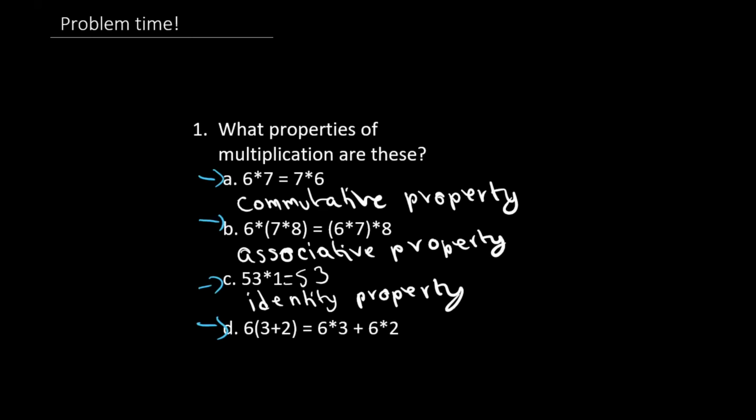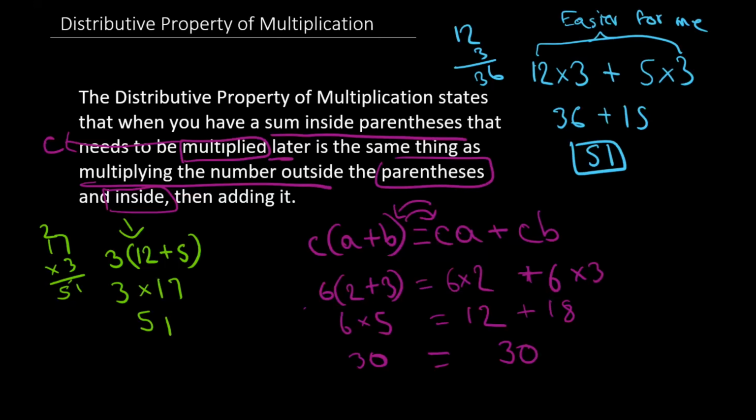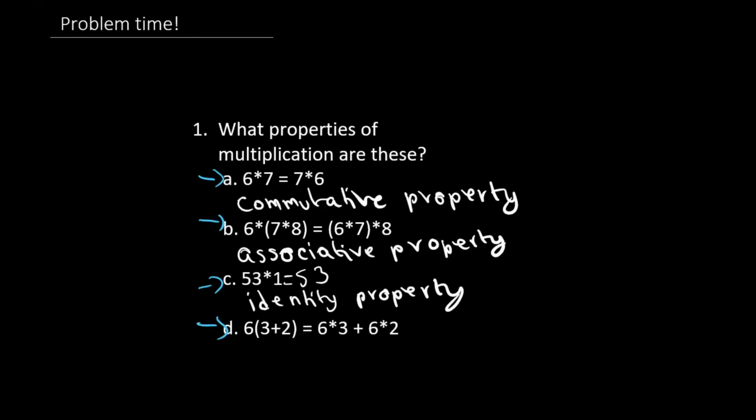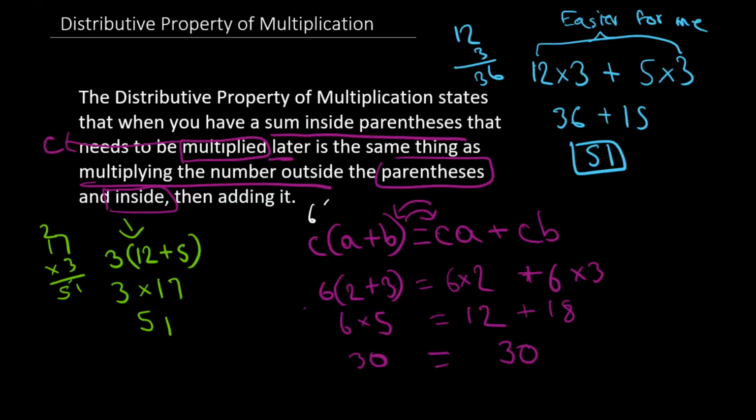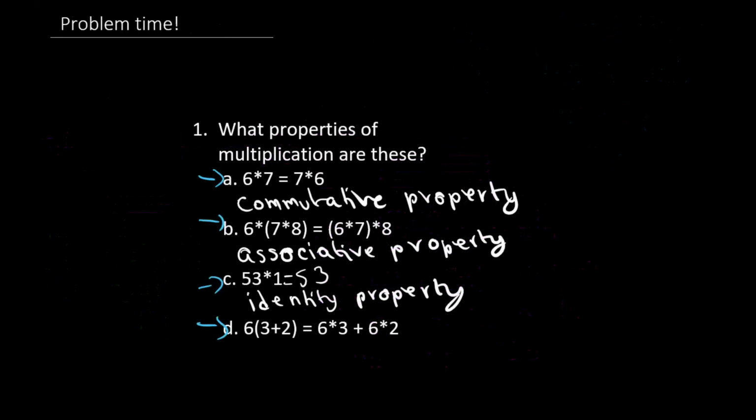Okay, now let's look at the last one. So it says that 6 times, in parentheses, 3 plus 2 equals 6 times 3 plus 6 times 2. So let's look at the last one, which is the distributive property. And it says that C times, in parentheses, A plus B equals CA plus CB. And can we substitute 6? Okay, so let's substitute this. So 6 times 3 plus 2 equals 6 times 3 plus 6 times 2. Well, it is the same thing. Okay, so that is the distributive property of multiplication.